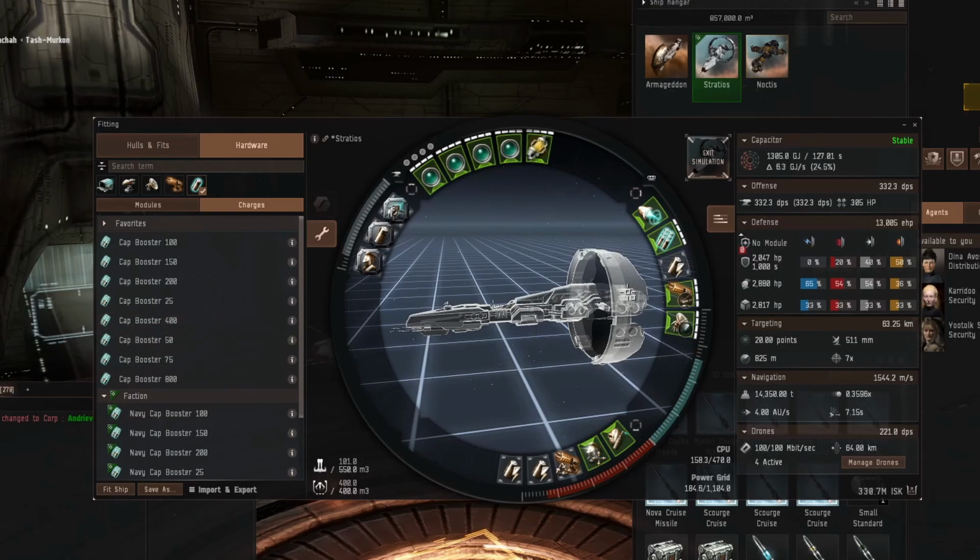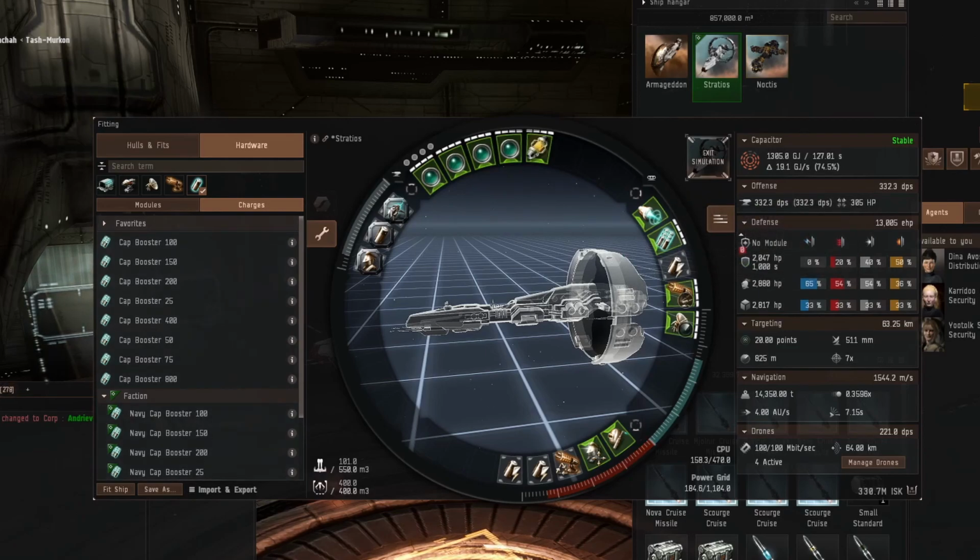So the Cap Booster 400 will give us 400 gigajoules per 12 seconds, but we can only fit 2 of them because the larger the number is, the larger the volume of the charge is. And the 800 is the biggest one that will fit in this module. We get 1 of them, and it does 800 gigajoules per 12 seconds, so obviously just once.